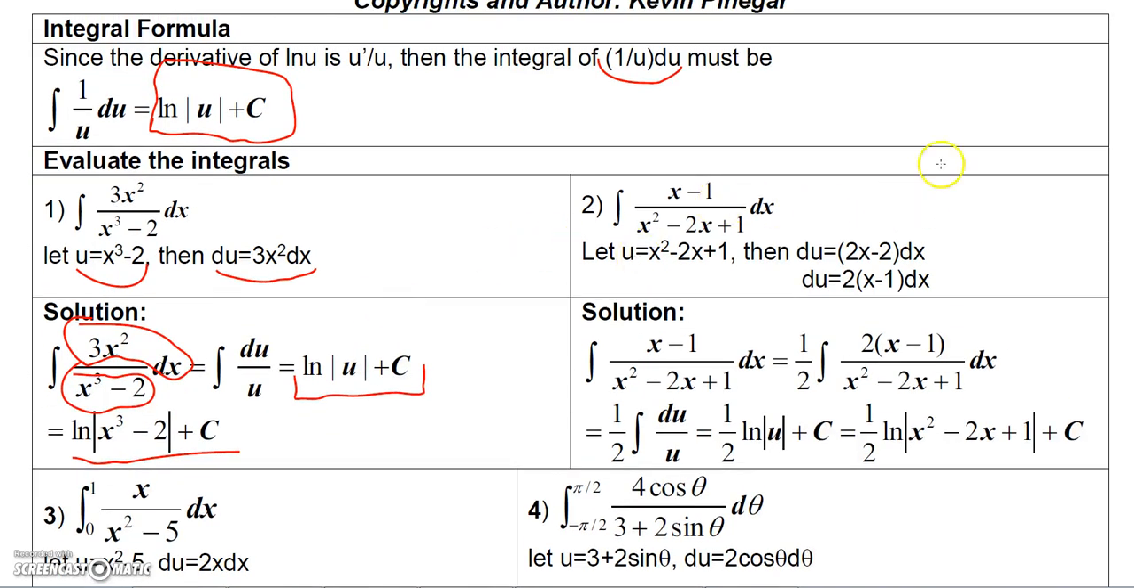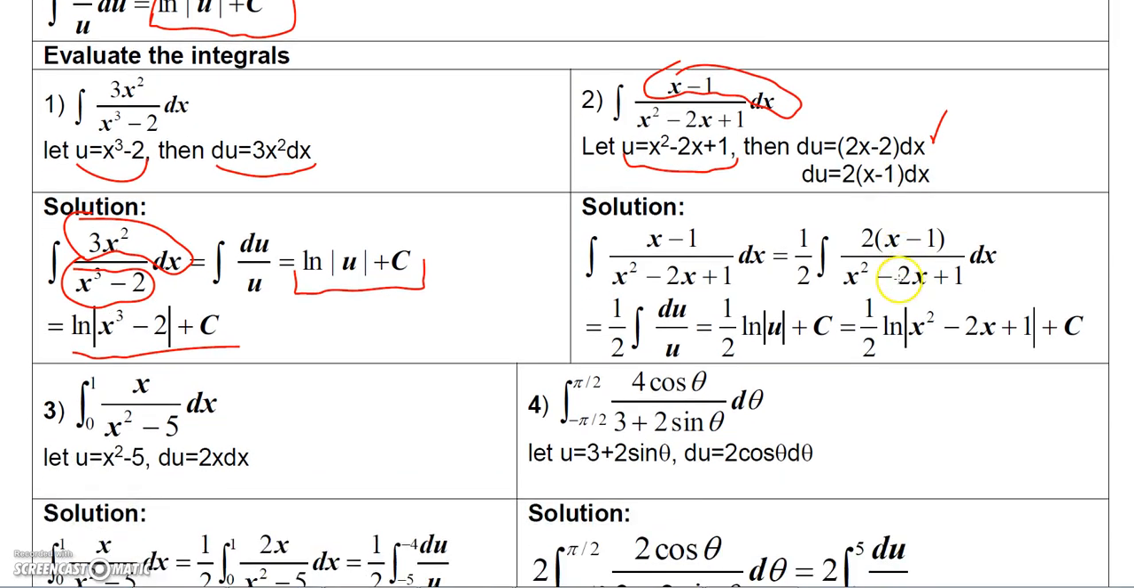Okay, now sometimes we might have to manipulate one. So here's one, and again notice that the denominator here is to the first power, so I have u equals x squared minus 2x plus 1. Okay, now du would be 2x minus 2 dx, but notice here I have x minus 1 dx. Well, that's not the same as what I have here, but if you take this right here and factor a 2 out, then you'll get 2 times x minus 1 dx.